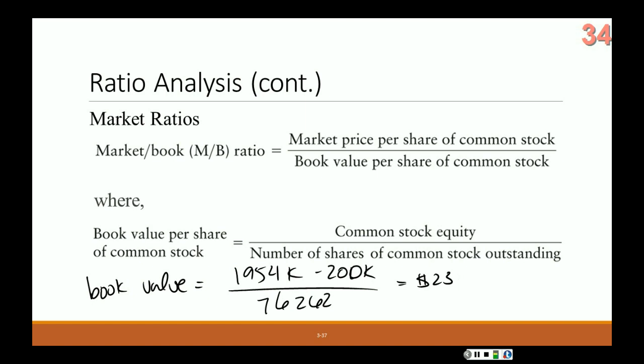So you can use that to determine your market to book ratio. The market price we just said was $32.25. Divide that by the book value of 23, and you get a market to book ratio of 1.4. What does this mean? If the market to book ratio is greater than 1, the stock is undervalued.